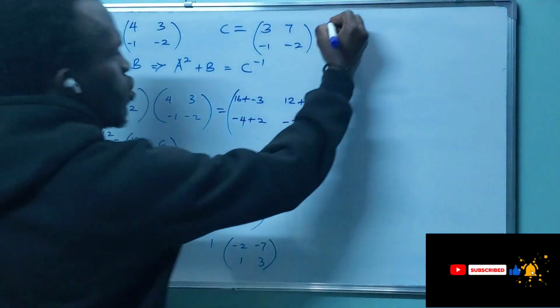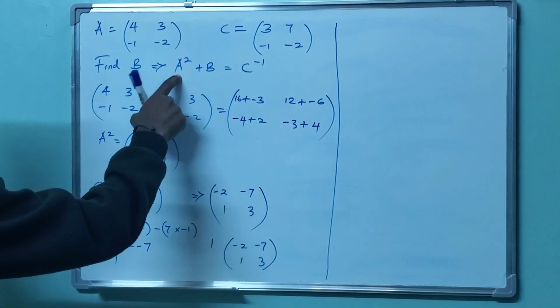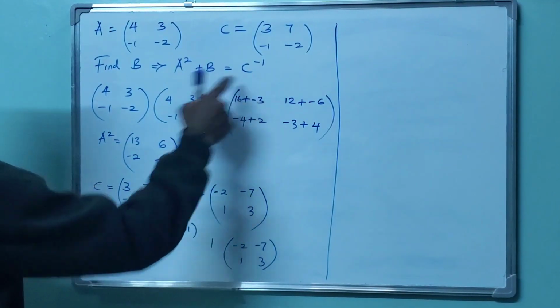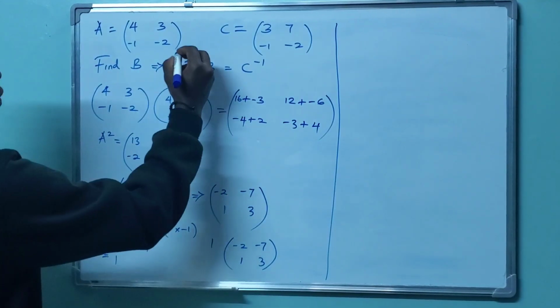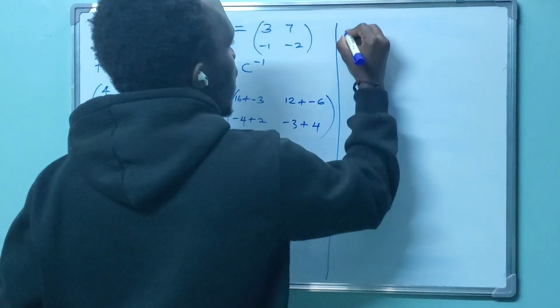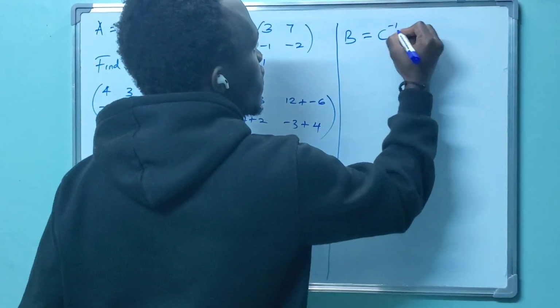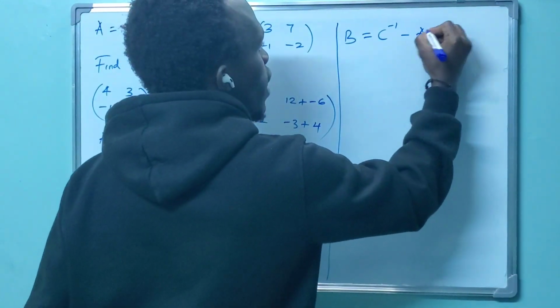Once we've gotten that, now we can get the value of B. Remember, you are told that A squared plus B equals the inverse of C. If I want to get B, I can take this A squared to the other side, it will be a negative. So I'll have here B equals the inverse of C minus A squared.